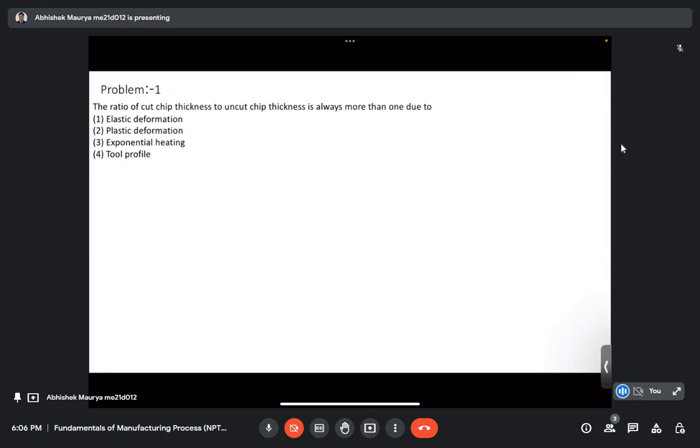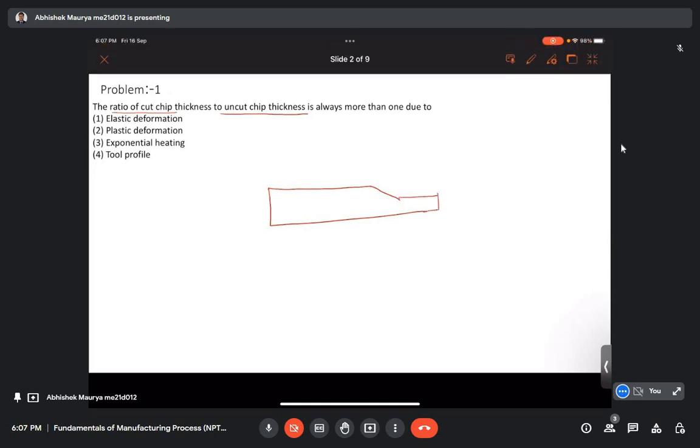So what is being asked in the question is the ratio of cut chip thickness to uncut chip thickness is always more than one due to. So let's quickly draw a diagram for the cutting process. So initially we have workpiece, and we are trying to cut this workpiece with the help of a cutting tool like this.